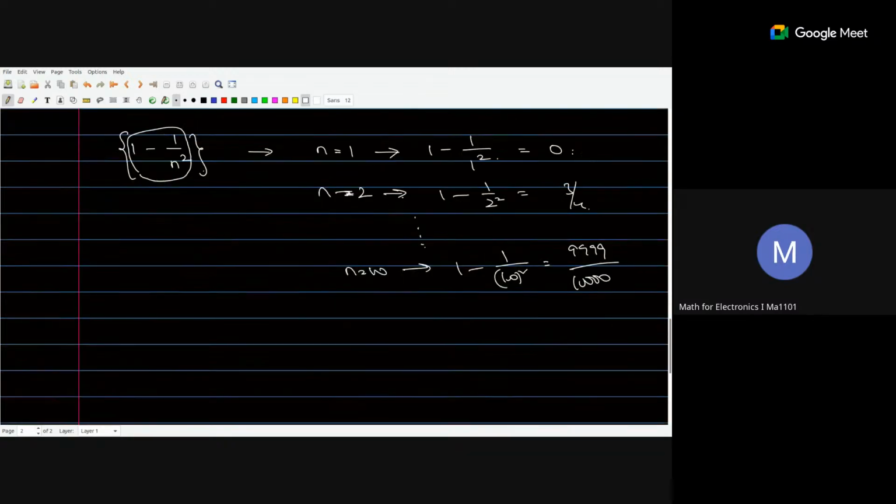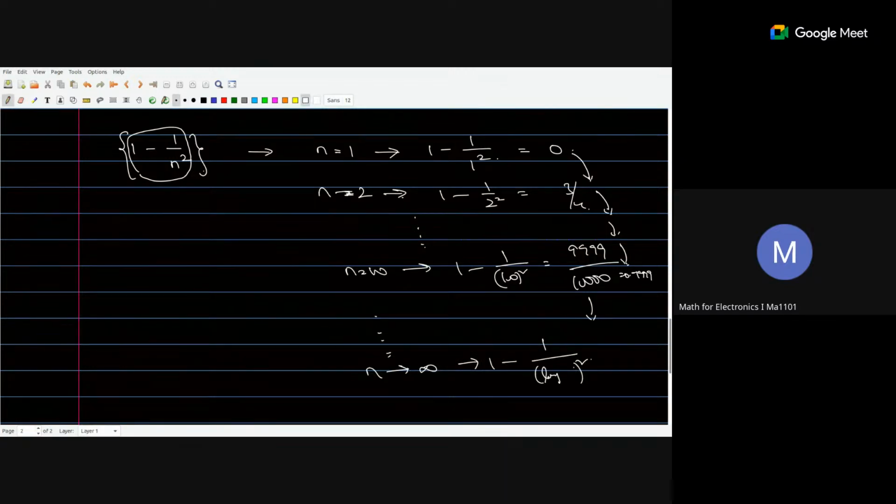It started from 0. And the next jump is 0.75, and there will be some other jump, and slowly it is approaching 1. So you can see that this is 0.9999. So very much close to 1. Like this, if I go and if I say n tends to infinite, this will be like 1 minus 1 by some very large number whole square.